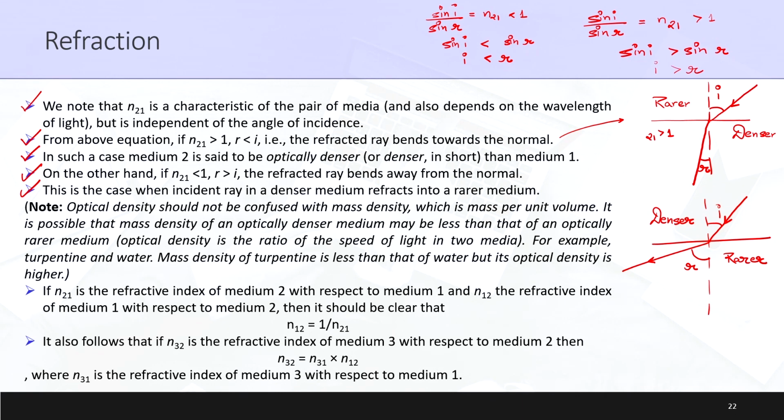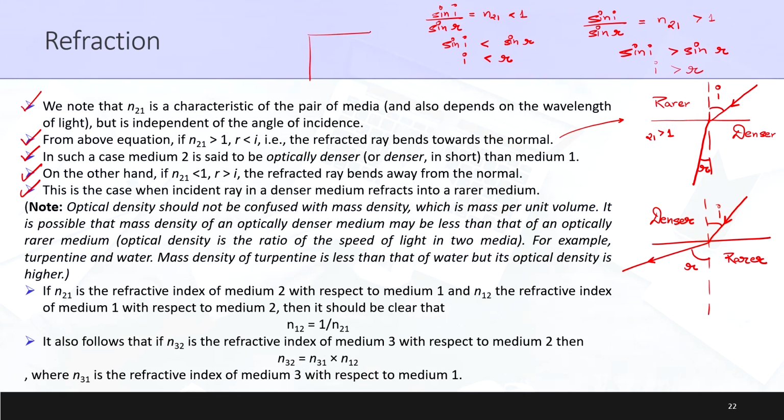So, the next point says that if n21 is the refractive index of medium 2 with respect to medium 1, and n12 is the refractive index of medium 1 with respect to medium 2, then it should be clear that n12 is equal to 1 by n21. Very evident, because the refractive index won't change. Let me try to explain one thing with a scenario.